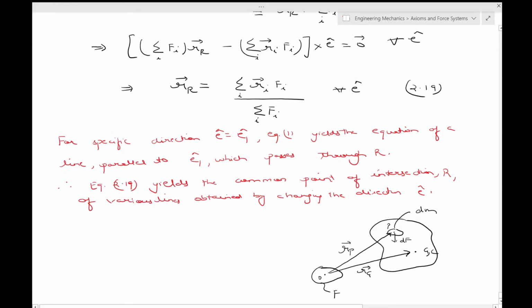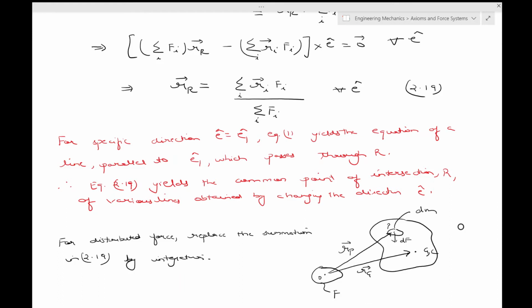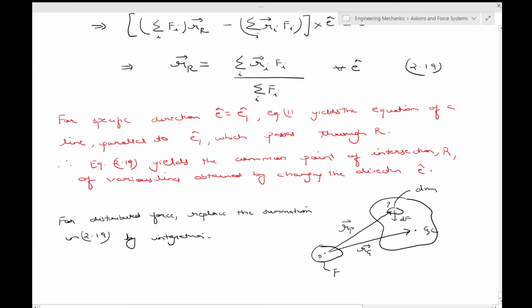For a distributed force, clearly this summation in 2.19 will be replaced by integration. So for distributed force, in 2.19, replace the summation in 2.19 by integration. So you know this particular drill. And the center of these parallel forces is actually called the center of gravity, and that coincides with C, which is the center of mass.